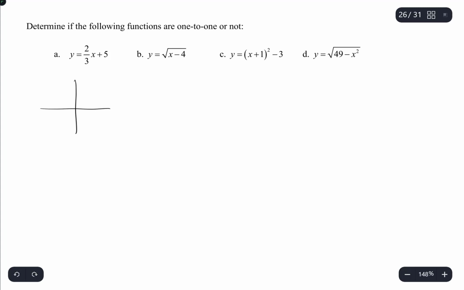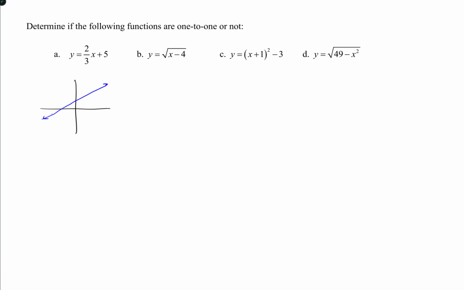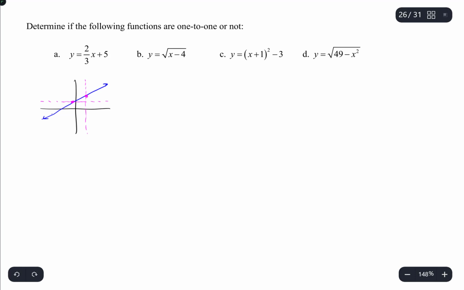So for part A, 2/3 x plus 5, this is a line that has a y-intercept of 5 and a slope of 2/3. I'm not going to be very accurate with this because it doesn't really matter where this line is. When it comes to the vertical and horizontal line tests, any vertical line that I draw would only touch the graph at a single point, and any horizontal line that I draw would only touch the graph at a single point. And so therefore it passes both the horizontal and vertical line tests. So for part A, it is a one-to-one function.